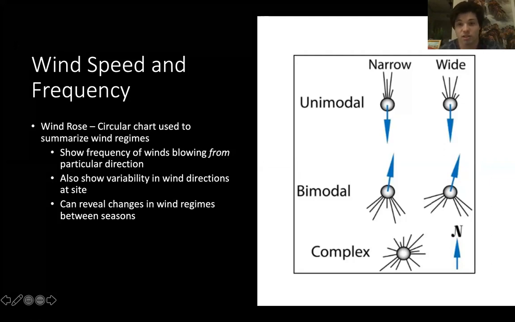So a wind rose is a circular chart that can be used to summarize wind regimes. It shows the frequency of winds blowing from a particular direction, and it also shows variability in wind directions at the site. You can see some examples of wind roses over here on the right. And wind roses can reveal changes in wind regimes between seasons as well.